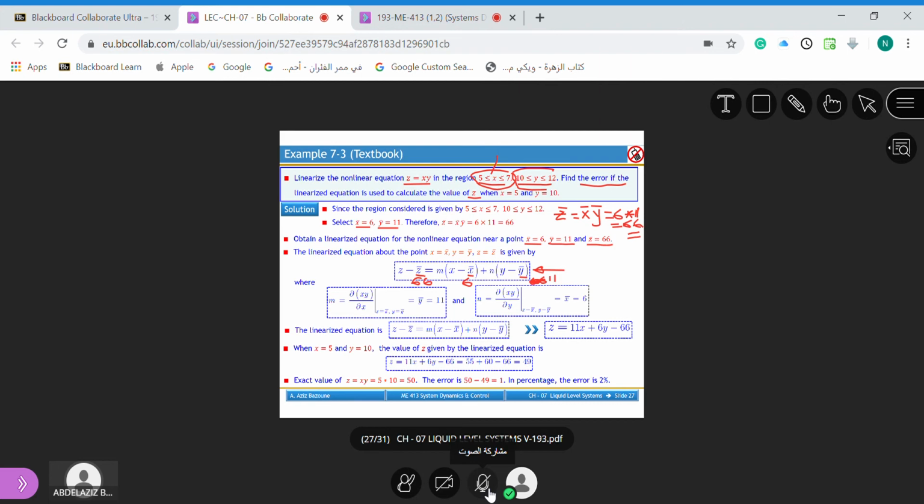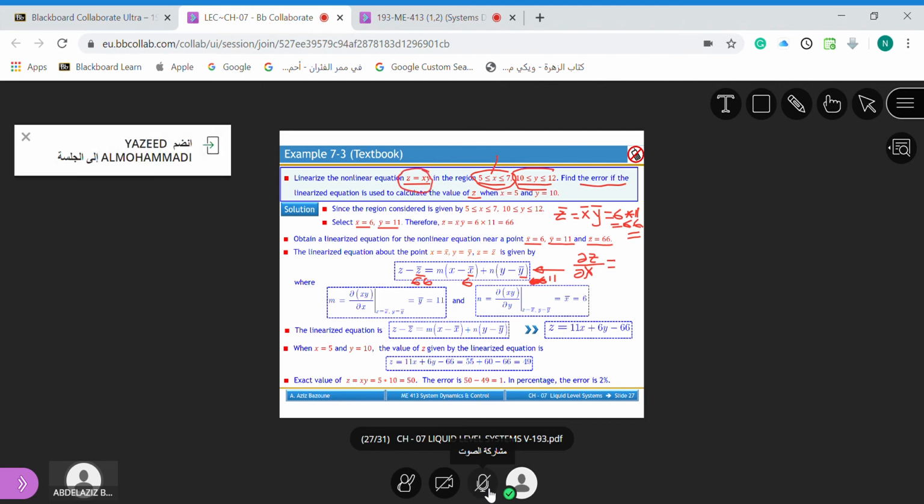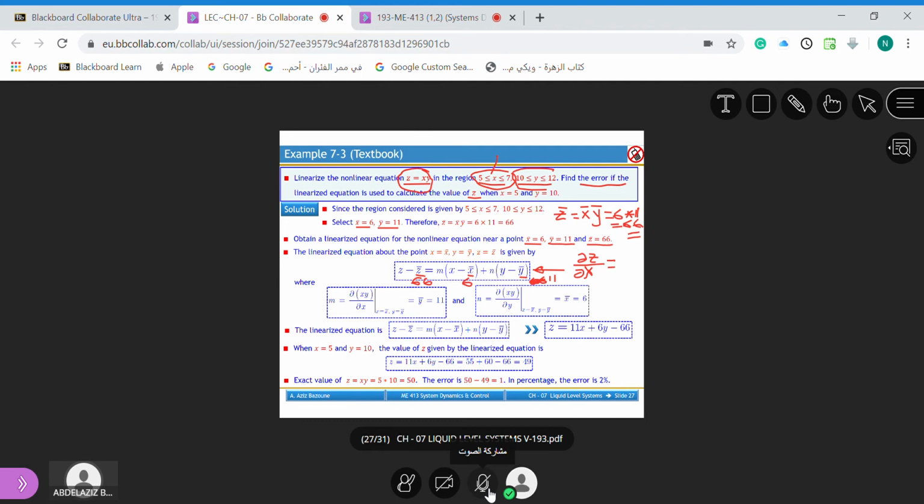Now if we differentiate this equation, dz over dx, Ali Al-Sawbadi, can you please tell me what is the differentiation of dz over dx here? Hani Al-Rumeh, can you please tell me what is the differentiation of dz over dx?